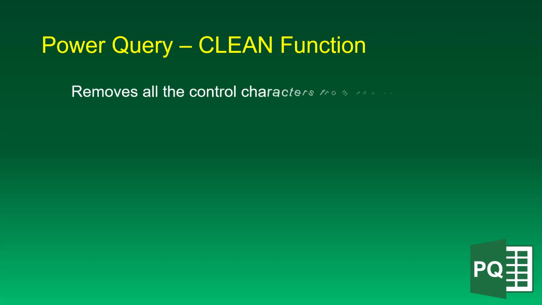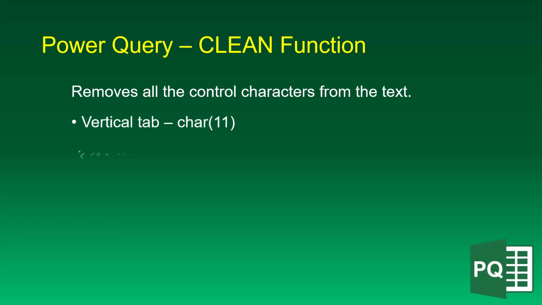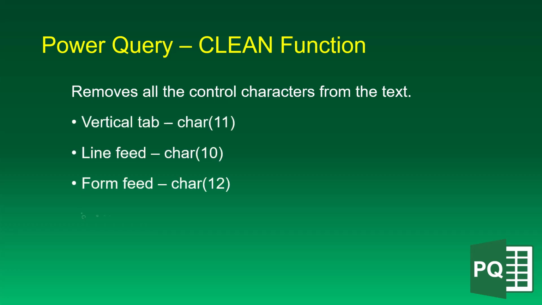First, let's make sure we understand the purpose of each of these functions. The Power Query clean function removes all the control characters from text. Now, control characters are typically characters that the user doesn't see, but they're used to make sure that text is placed in the right places on the screen or on paper. These can include characters like a vertical tab, a line feed, a form feed, or a carriage return. In ASCII, each of these control characters corresponds to a numeric value in the ASCII table. So the clean function will extract all of these characters and discard them from the text.